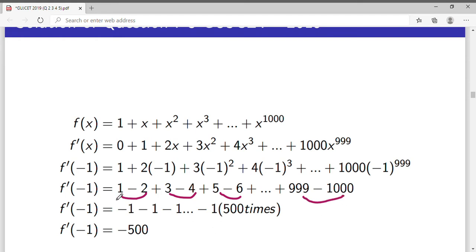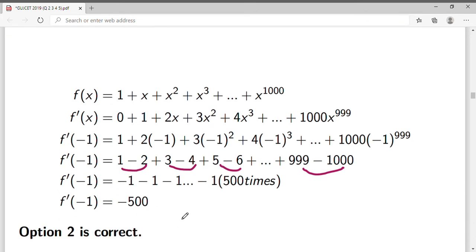Okay. So in total we have 1000 terms. If we pair them, we get 500 pairs. So minus 1, how many times do we add it? 500 times. So what do we get? Minus 1, 500 times, so the answer is minus 500. So f'(-1) is minus 500. So option 2 is the correct option.